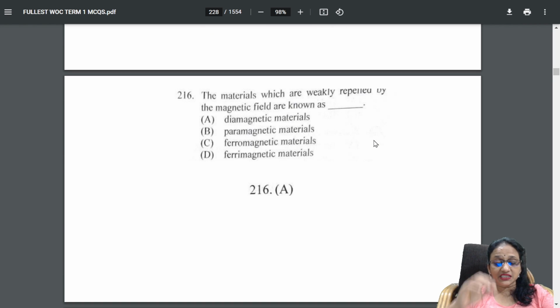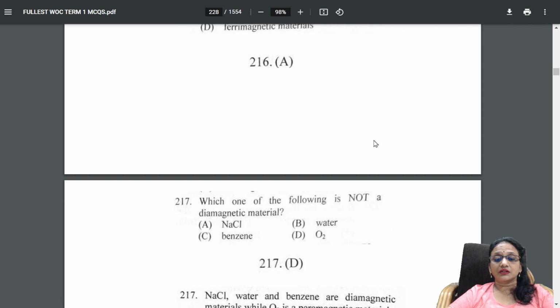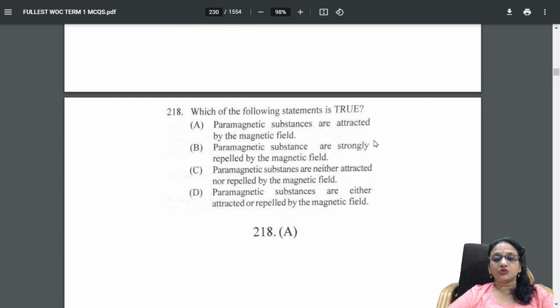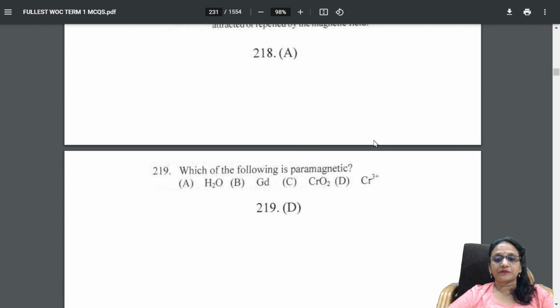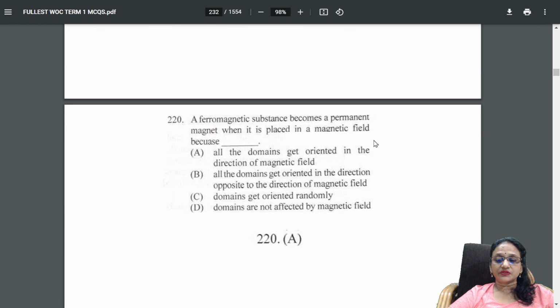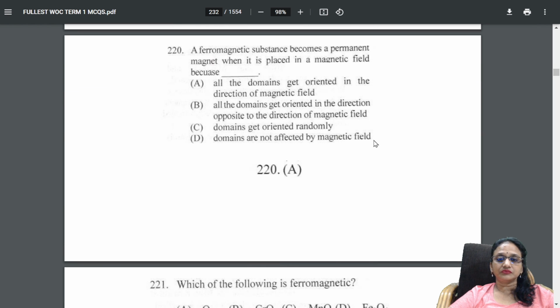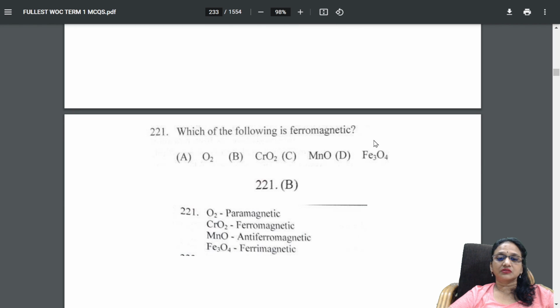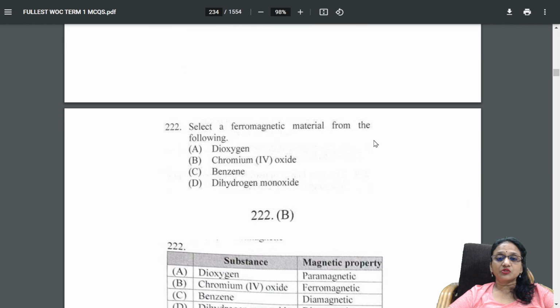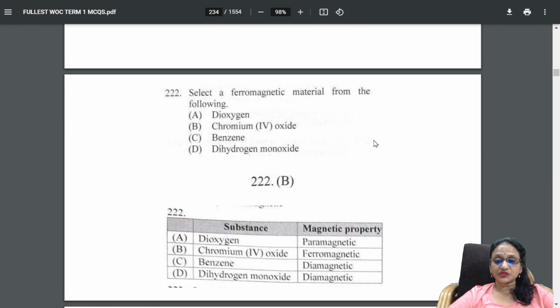Magnetic property questions. The materials which are weakly repelled by a magnetic field, what is this? That is what they're going to ask you. One more question about diamagnetic material. Or they will ask you which is true, which is false. Paramagnetic questions, with the examples they're going to ask you. This is a question on ferromagnetism. This is again for the state board. One more question on ferromagnetism based on the examples. This is one more question based on the examples of ferromagnetism.